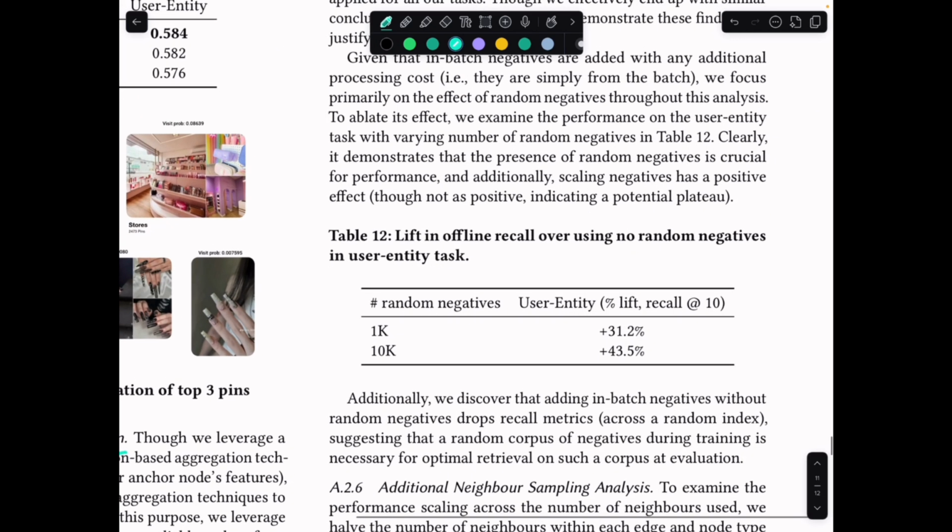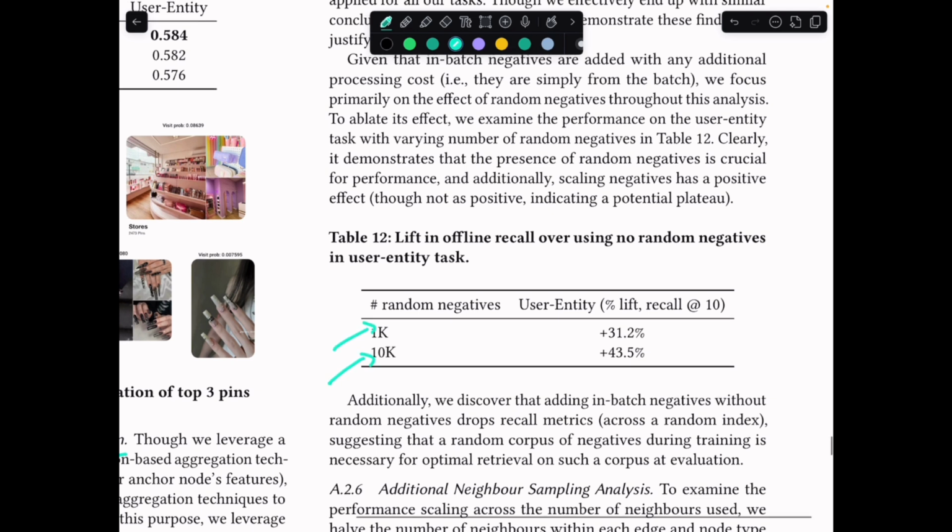Another technique we can learn from them is that they're saying using random negatives is much better than using batch negative samples. So I also see that with more random negative samples, it will provide much better results.